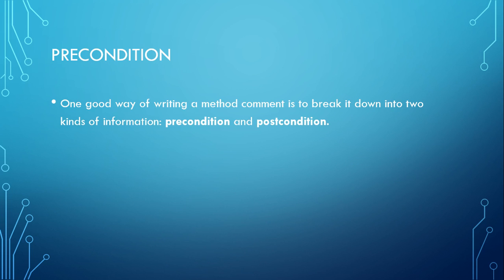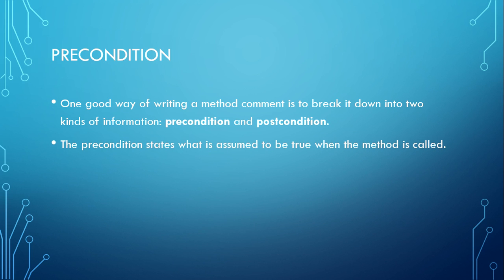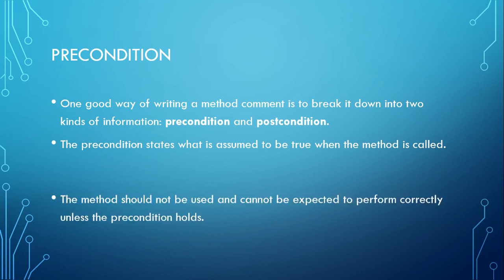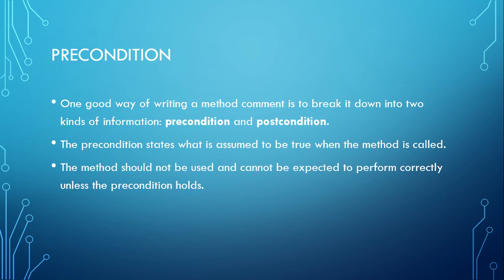So one good way of writing a method comment is to break it down into two kinds of information, the pre and the postcondition. The precondition states simply what is assumed to be true when the method is called. So going into this method, before you actually invoke it, what is true about the variables and the objects in your program. It states the method should not be used and cannot be expected to perform correctly unless that precondition holds. So unless these things are true, this method is never going to work.